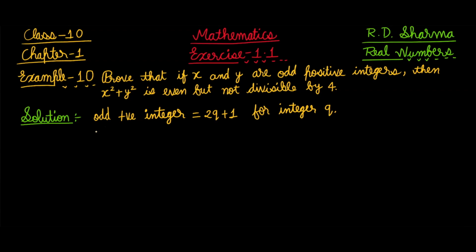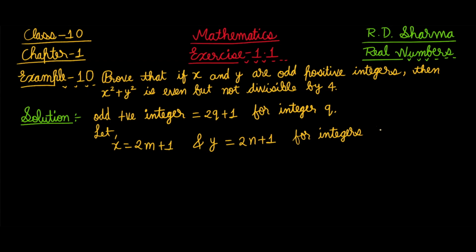So what are we going to take? We are going to let x equals 2m plus 1 and y equals 2n plus 1. So we have let the x and y values for integers m and n.